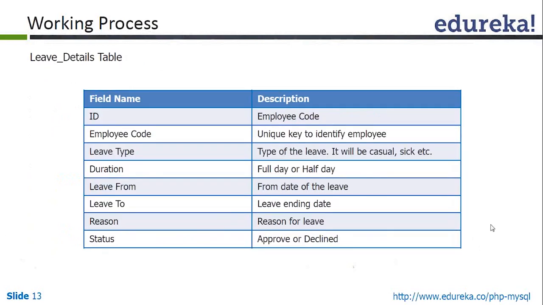And the leave details table. This is just a generalized example to explain how to work with PHP and MySQL, how to connect to the database, how the application submits the data, and how the application displays it. This is just for basic understanding, so the example is a little smaller. This table has duration, leave type, leave from and to, and the reason along with the status.